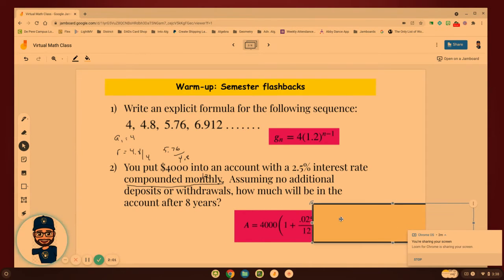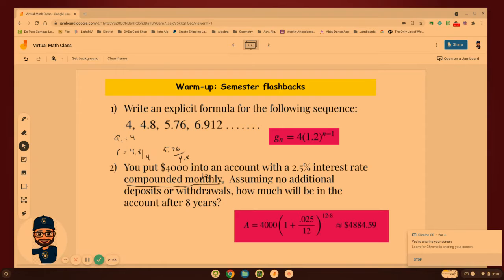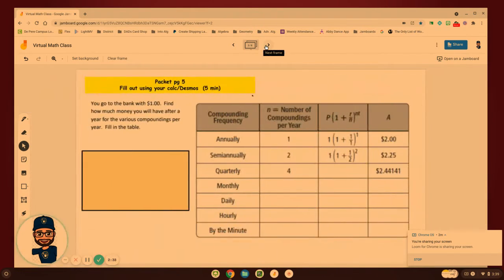All right, if you remember, we start with this part of our formula: A equals 4,000, our starting value, times 1 plus the rate as a decimal, divided by the number of times it's compounded, to the power of 12 times how many years? The compounding times the years, which should have given you a final value of $4,884.59. We're really going to be investigating what this type of problem means for compounding continuously versus monthly. That leads us to where we're working in the packet, page number 5.